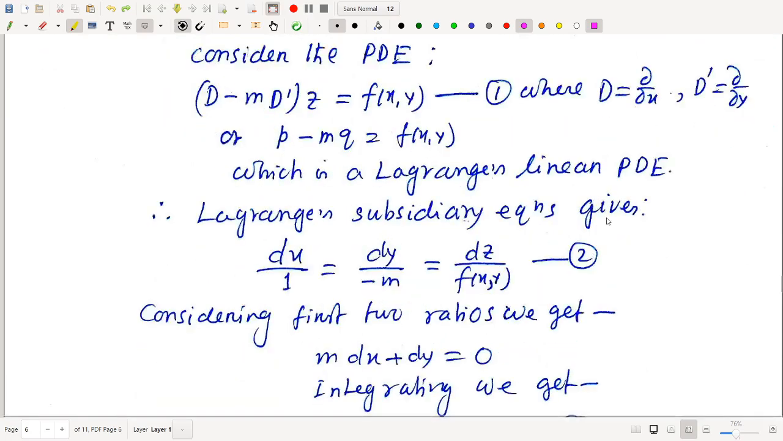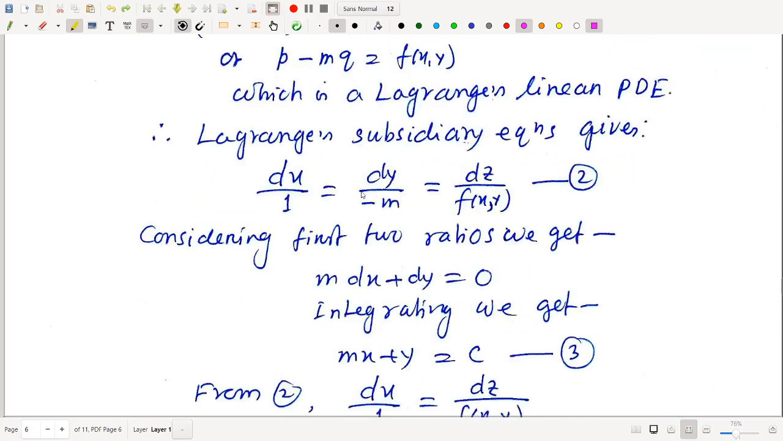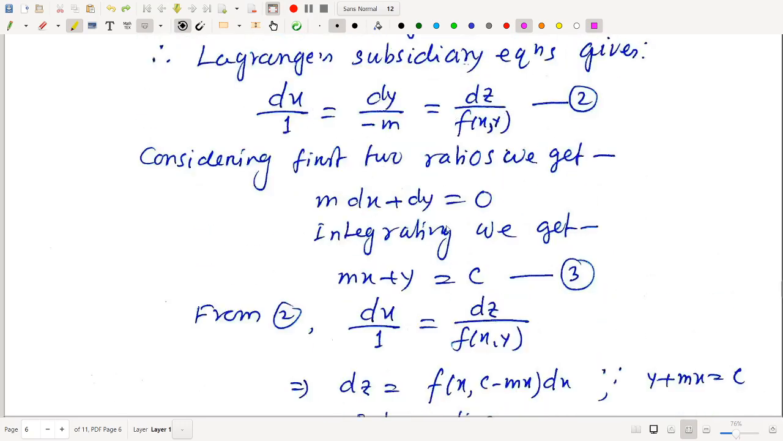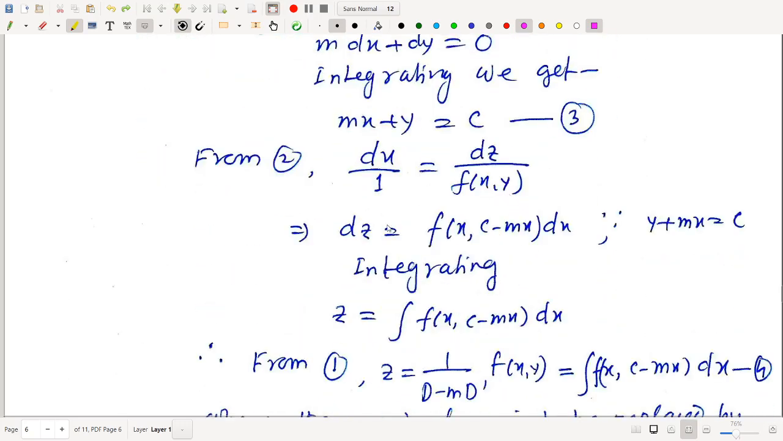which is a Lagrange's linear PDE of first order. Therefore, the subsidiary equations give dx by 1, dy by minus m, dz by f(x,y). The first two give m dx plus dy equal to 0; just cross side change and integrate, we get mx plus y equal to c. Y plus mx is c. That's why y is c minus mx. We shall use it later. Now, from the first and third ratio, dx by 1 equal to dz by f(x,y). So in f(x,y), y is replaced by c minus mx from this line number 3.